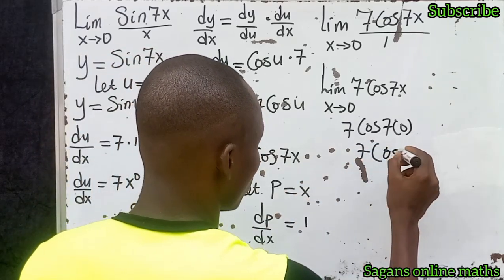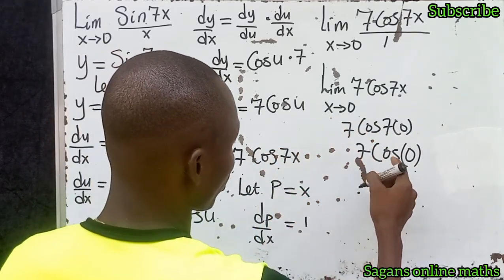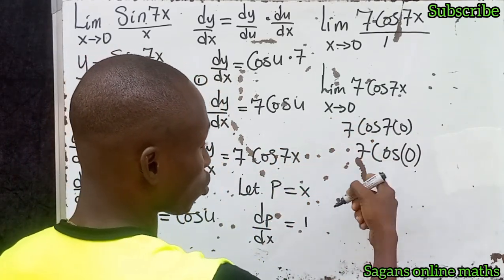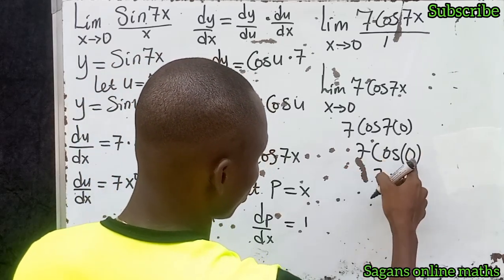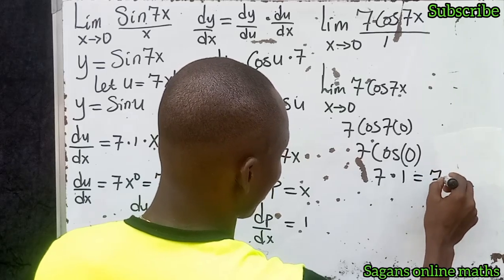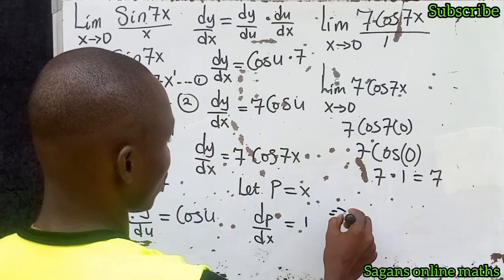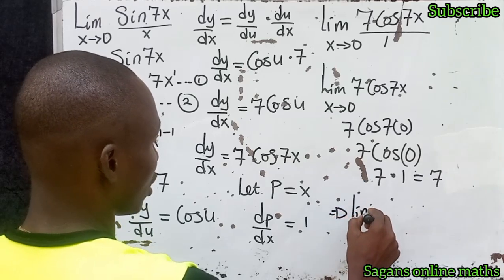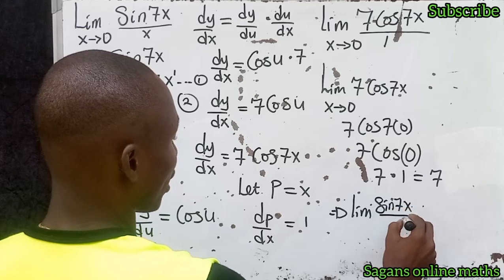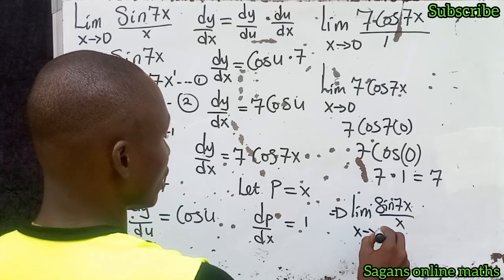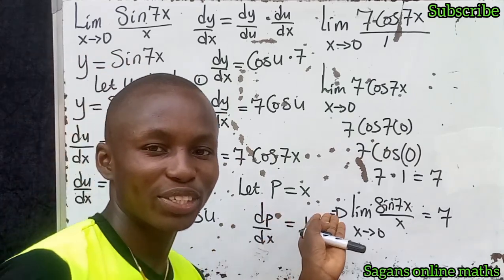So this is cos 0, and cos 0 is 1, because sin 0 is 0. So that means 7 multiplied by 1, because cos 0 is 1. So this is equal to 7, because 7 times 1 is 7. Now this implies that the limit of sin 7x divided by x, where x tends to 0, is equal to 7. Wow, this is genius.